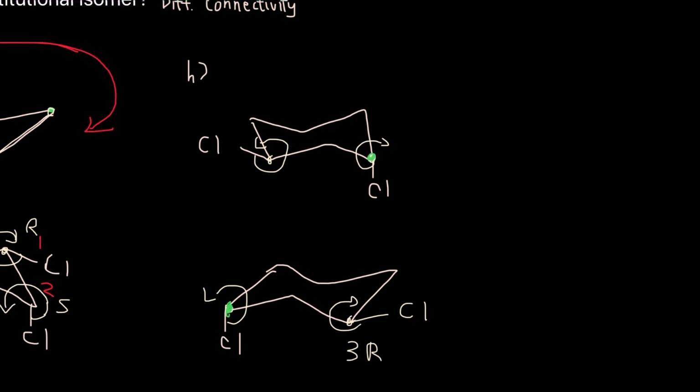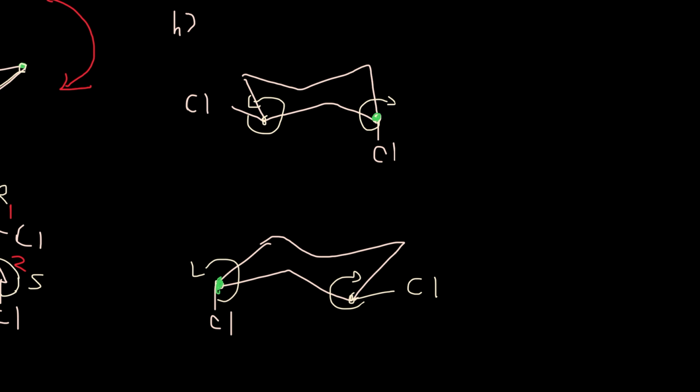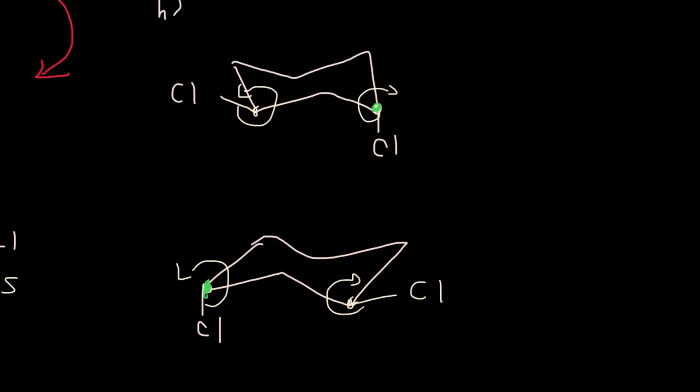For this question, let's determine the chiral centers and their rotational configurations. So this is an S direction, this is an R direction, this is an R direction, this is an S direction. But do not be fooled, they are not identical because there has been a chair flip. There has been a ring flip.